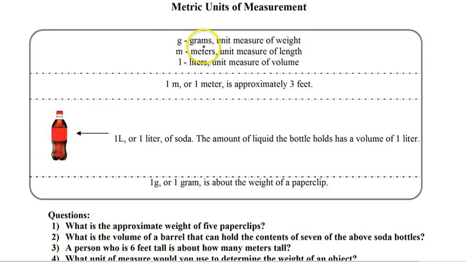Metric units of measurement, what are they? Well, we have a G, an M, and an L. The G stands for grams, and this is the measurement for weight. M is meters, and it's a unit measurement of length. And L is liters, it's a unit measurement for volume. So that's why we have three different letters: weight, length, and volume.